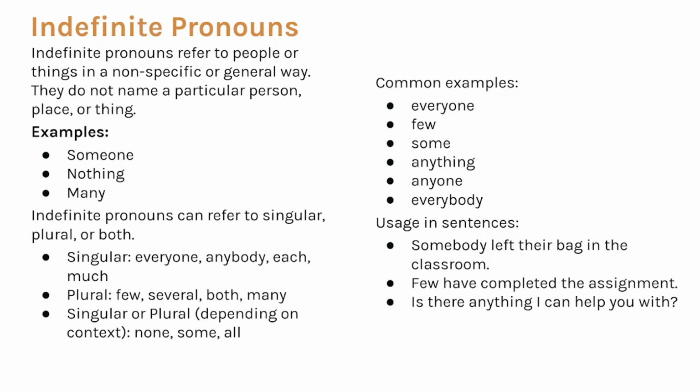So if you say everyone, anybody, each, much, those are singular. But when you say few, several, both, many, we are talking about plural. Singular or plural depending on the context. Sometimes none, some, all, and some common examples are everyone, few, some, everything, anyone, everybody.